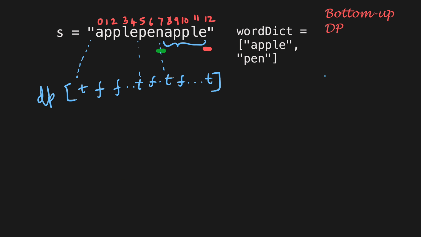Now the time complexity stays O of n square because of the two nested loops, where the outer loop checks whether each prefix of length n can be segmented, and the inner loop checks for the n substrings. Hence the overall time complexity is O of n square, and the space complexity will be O of n because we are creating this dp array of size n plus 1.